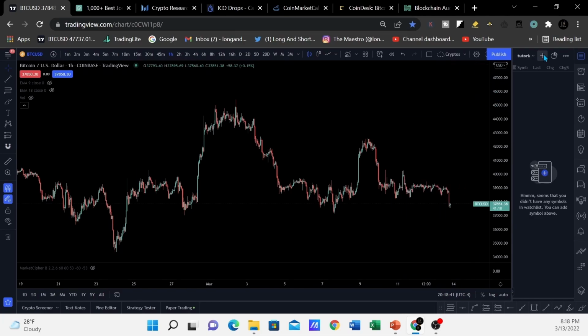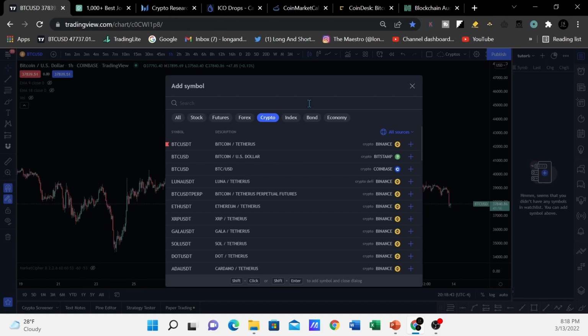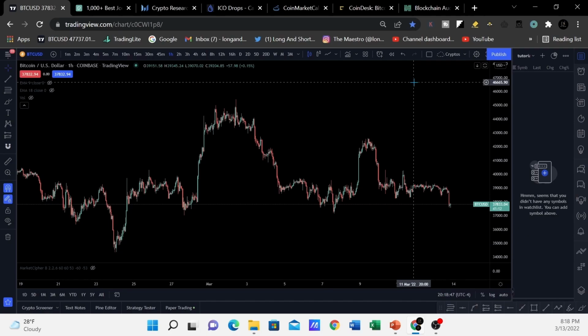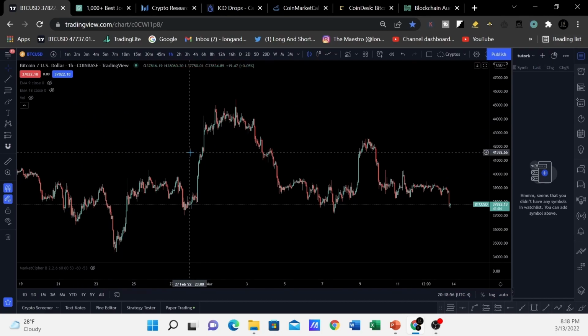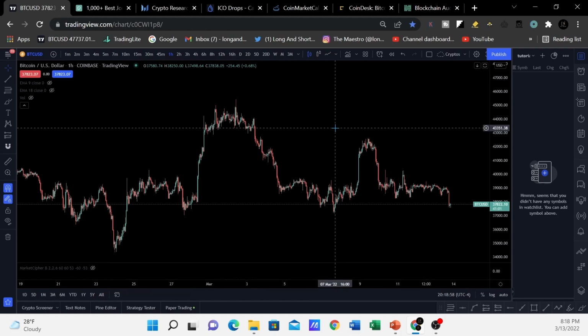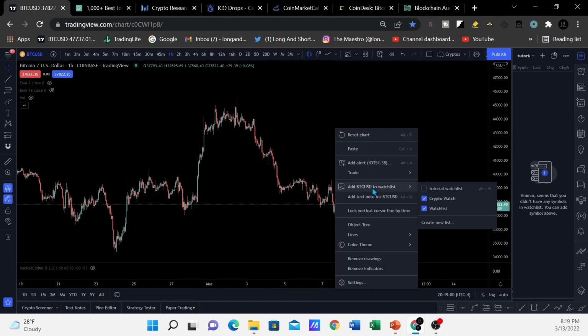Or I can come up here, click add symbol, type in the symbol, and add it to the watch list as well. All right. So if you have a number of different coins that you want to add all at the same time, that plus button up here is the easiest way to go. But if you're actually on the asset itself already on the chart, just right click and add this to the watch list, tutorial watch list. Now, as we put it up there, you'll see that it did populate right in the top corner there.